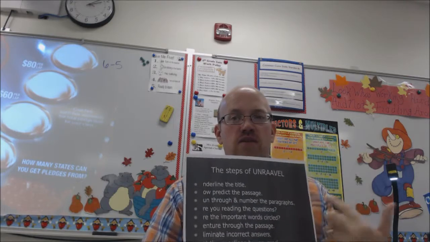So let's try to apply this UNRAAVEL strategy. You've got a sheet here to help you out. I know it's a little dark, but that's how it printed out for me. All right, let's take a look at our story. It's called A Tricky Monkey.